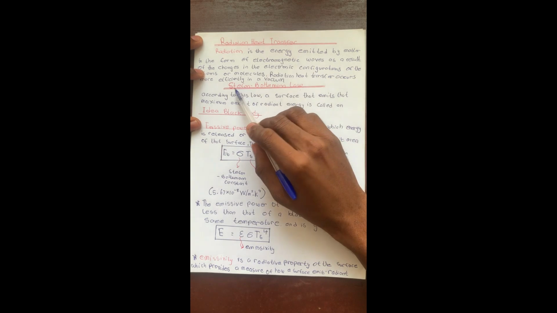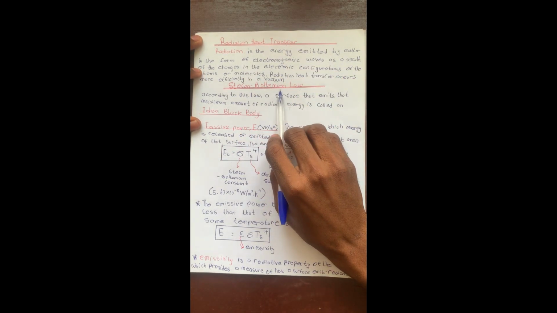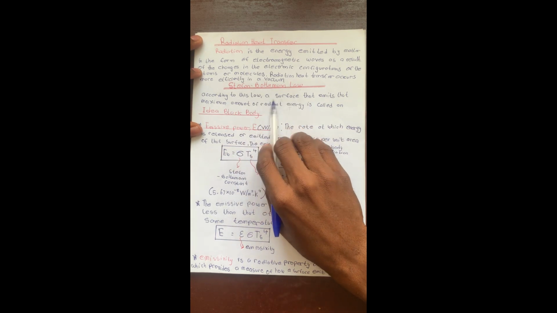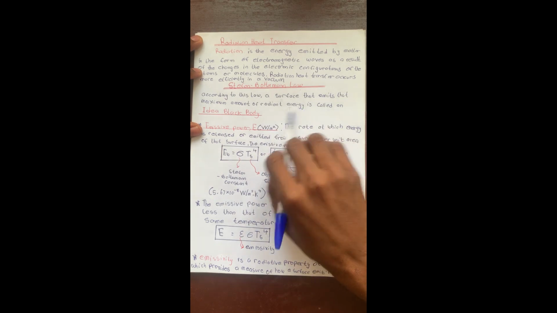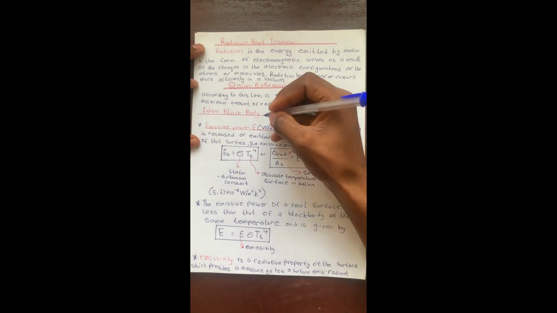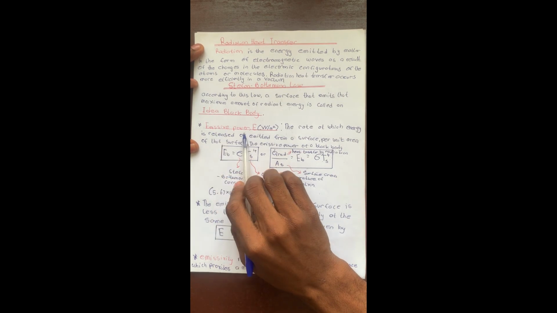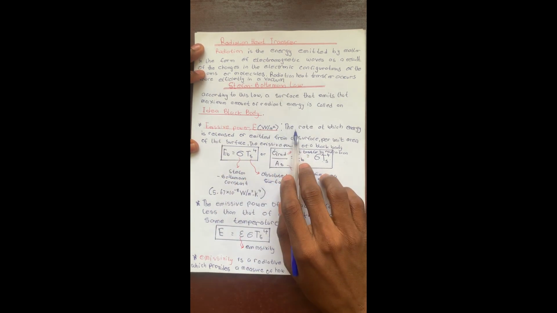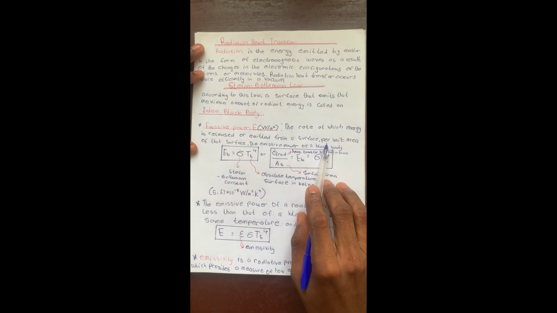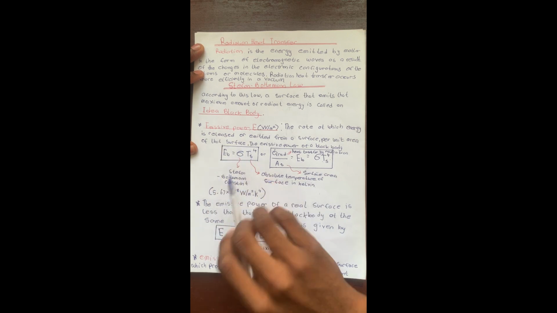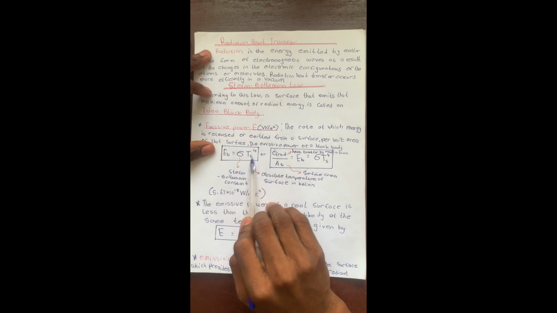So we move to the governing law of radiation heat transfer, which is the Stefan-Boltzmann's law. According to this law, a surface that emits the maximum amount of radiant energy is called an ideal black body. And we also have to know emissive power. Emissive power is the rate at which energy is released or emitted from a surface per unit area of that surface. The emissive power of a black body is given to be this.